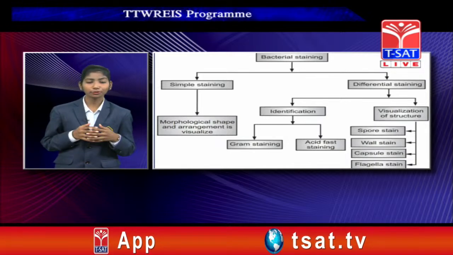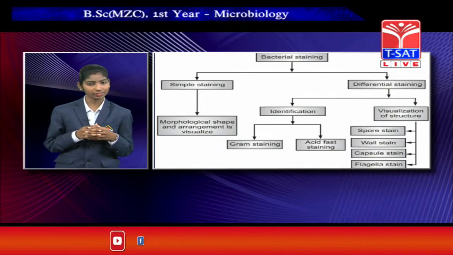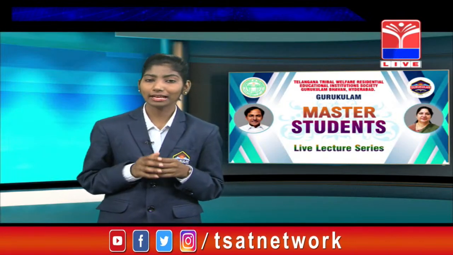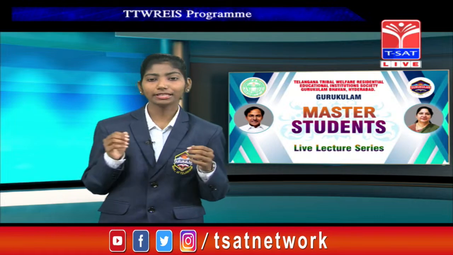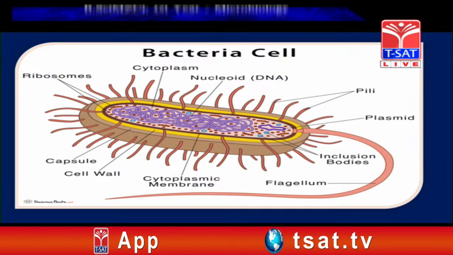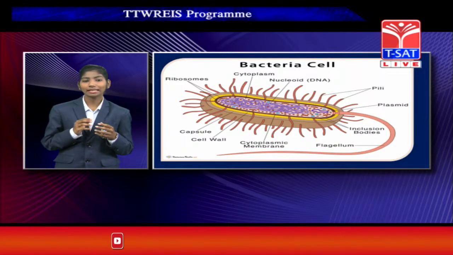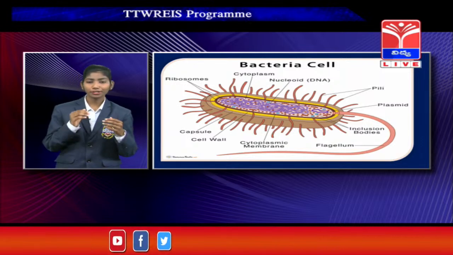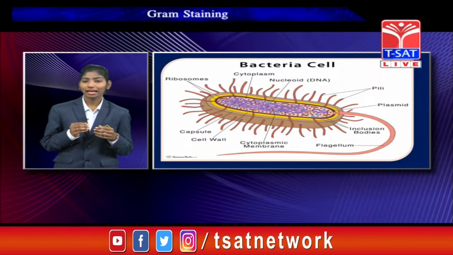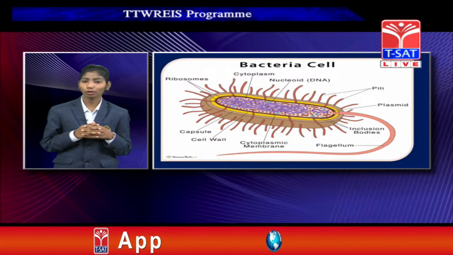So, these are the four different types of stainings we have under visualization of structure of bacteria. If we want to observe the flagella in a bacterial cell, flagellar staining is necessary. So, what is flagella, friends? Obviously, flagella is a locomotory organ which arises from the cytoplasm of a bacterial cell, and these flagella play a major role in locomotion.